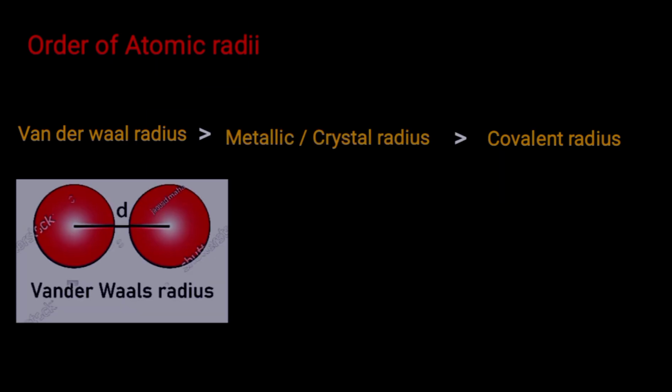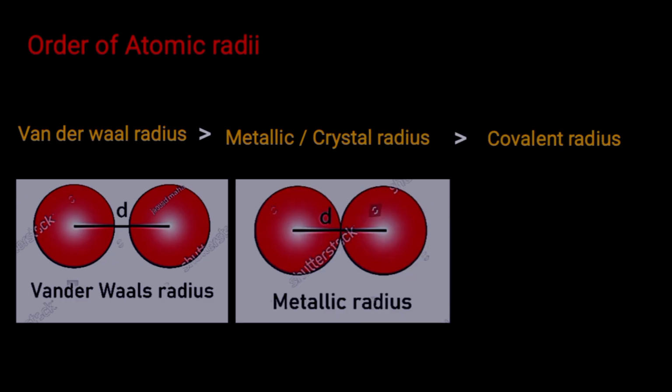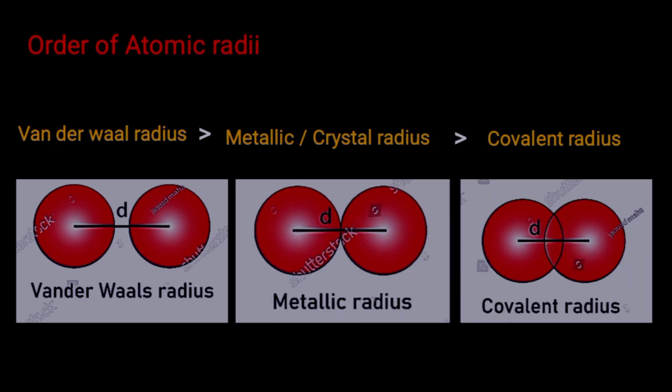Now when you observe the diagrams, in the van der Waals radius the atoms are farther apart and closeness is less, in the case of metallic radius they are closer, and they are very close in the case of covalent radius. That's why when the distance decreases, the radius also decreases. That means the van der Waals distance is more than the metallic distance, and the metallic distance is more than the covalent distance.